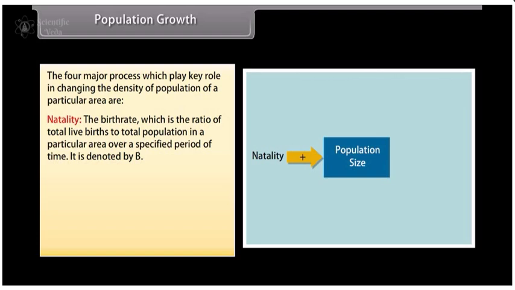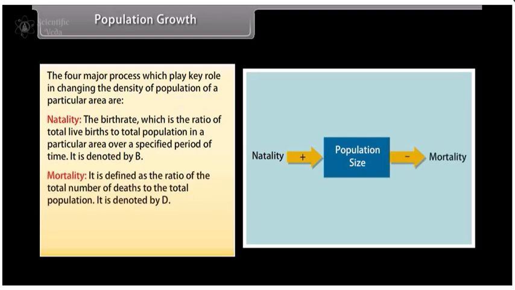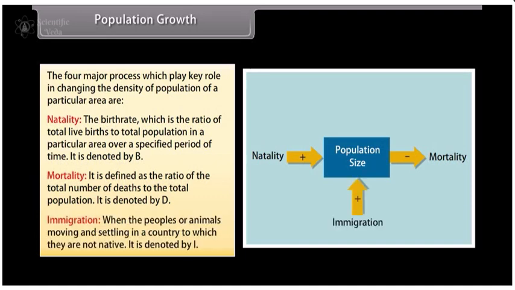specified period of time. It is denoted by B. Mortality. It is defined as the ratio of the total number of deaths to the total population. It is denoted by D. Immigration. When people or animals move and settle in a country to which they are not native, it is denoted by I.